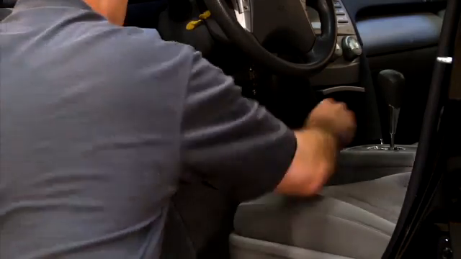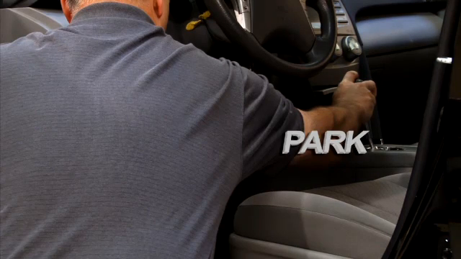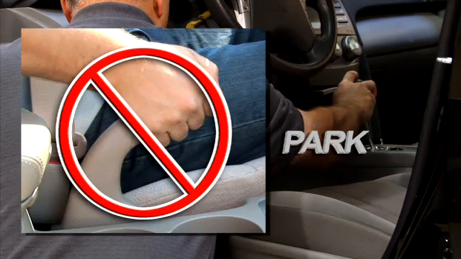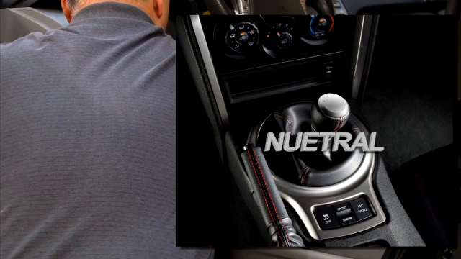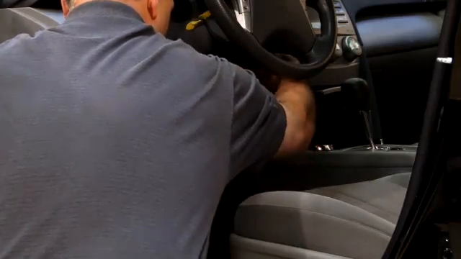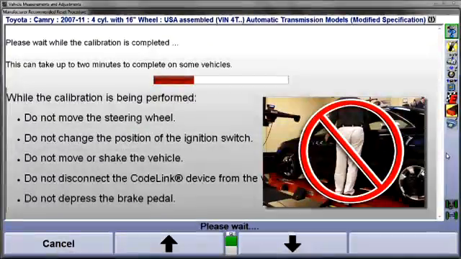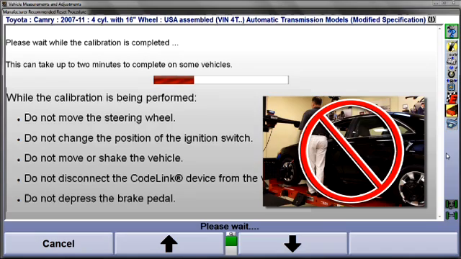On Toyotas, an automatic transmission should be placed in park, and the parking brake should not be set. When equipped with a manual transmission, place the transmission in neutral and set the parking brake. Disturbing the vehicle during calibration, getting in and out, or leaning on the car will most times cause issues.